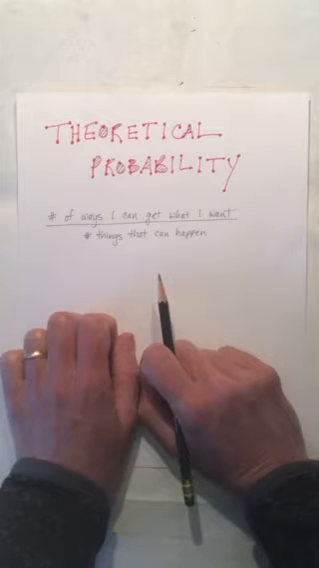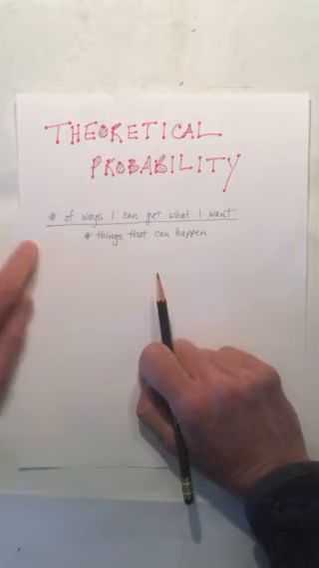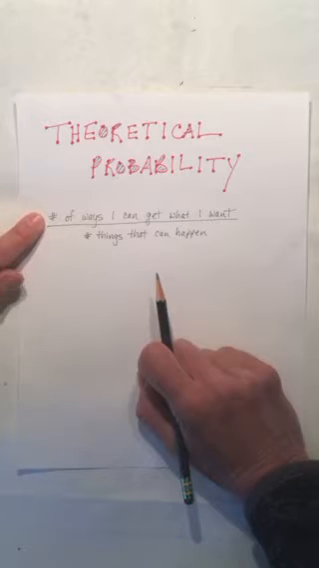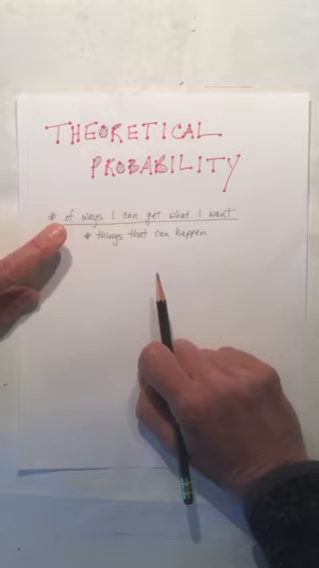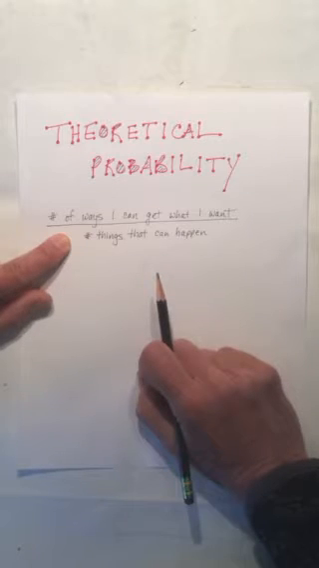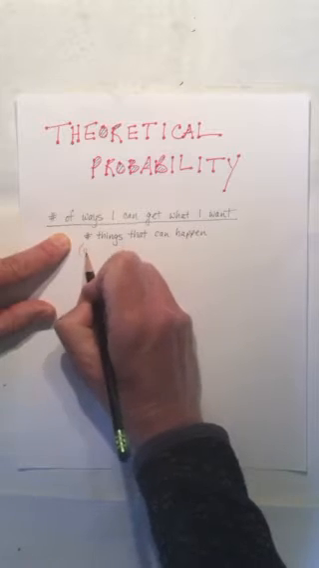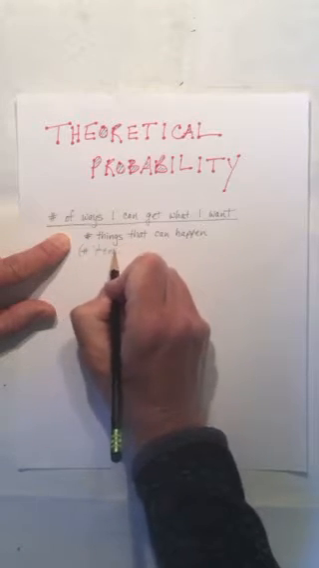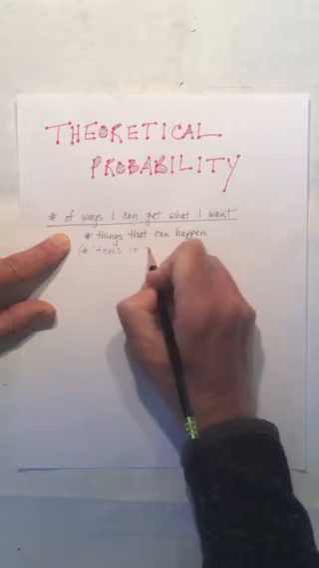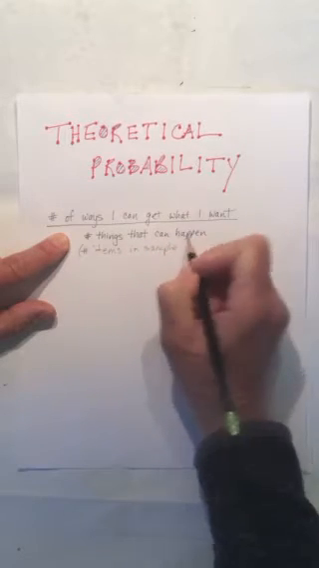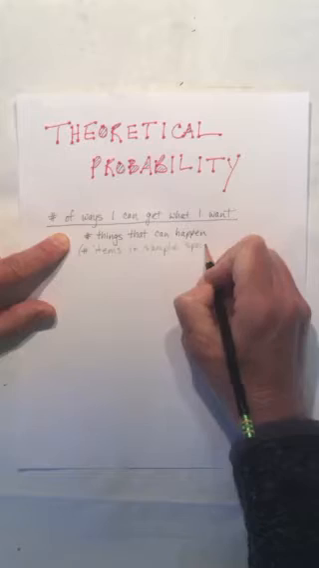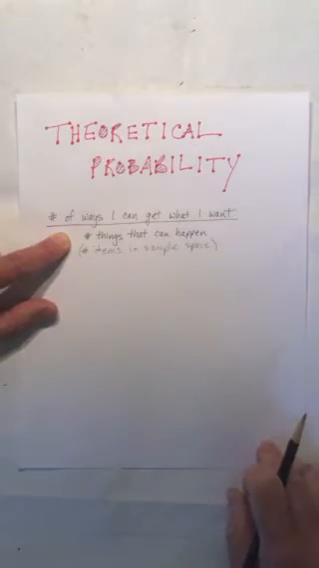And the way I write the fraction for theoretical probability is my numerator is the number of ways I can get what I want. And the denominator will be the number of things that can happen. And that can also be thought of as the number of items in the sample space. Let's actually write that in. Number of items in the sample space. And that's just a list of all the things that can happen.